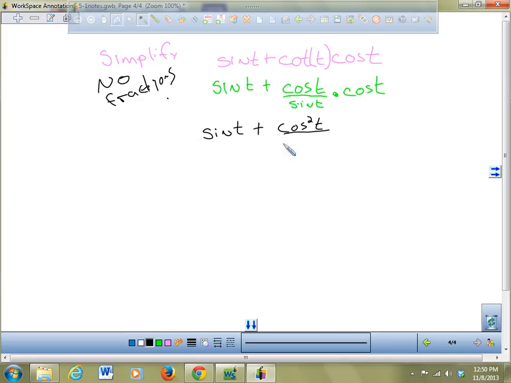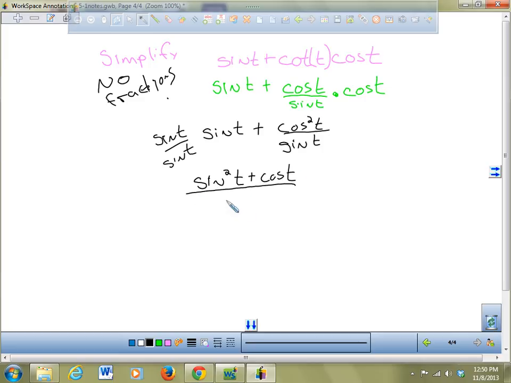Okay, so cosine squared over sine of t. Now that's a sine. So how could I get no fractions? Who sees something else I could do? Is it sine squared t plus cosine squared t? Yes, you're getting there. But how would I turn this into a sine squared t? I have to multiply this by sine of t over sine of t, right? So you get sine squared of t plus cosine squared of t equals 1.